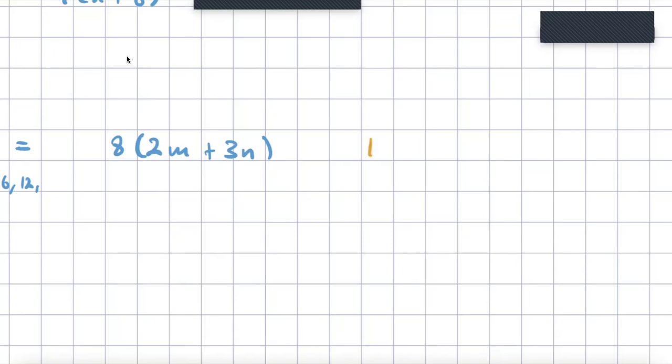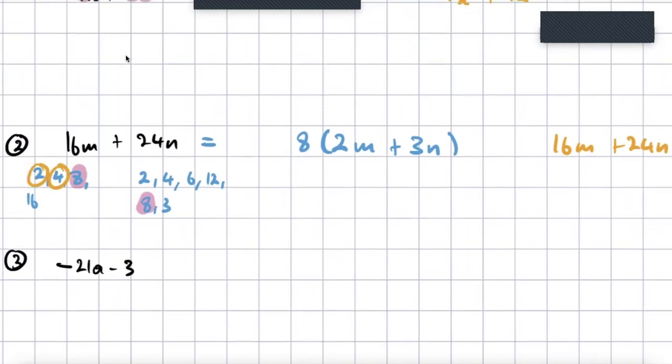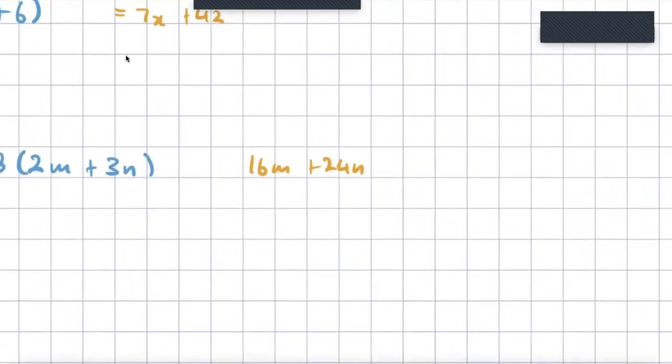Okay, for example, over here we have 16M plus 24N. We could have done any of the other factors over here. For example, we could have done 2, we could have done 4, and they still would have worked. They're just not as fast. That's why we pick the highest common factor.